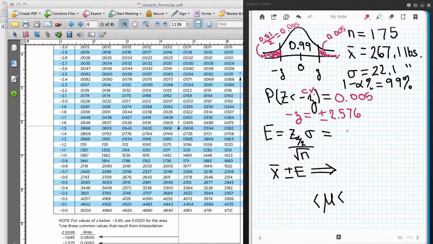So now, once we have that value, we're going to go through and calculate our margin of error. So we have 2.576, and then we're going to multiply that by the standard deviation of the population, 22.1, and then divide that by the square root of n. Now notice that n is greater than 30, so we didn't even need to know that these things were normally distributed this time around. So let me go ahead and make this calculation.